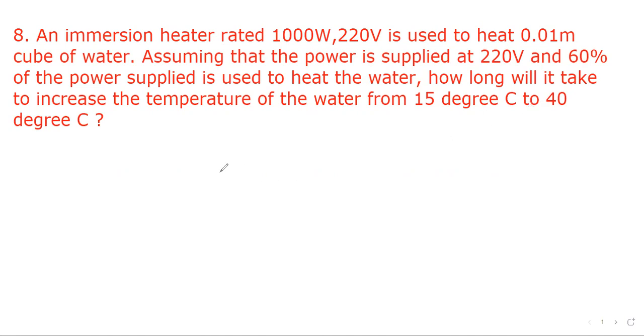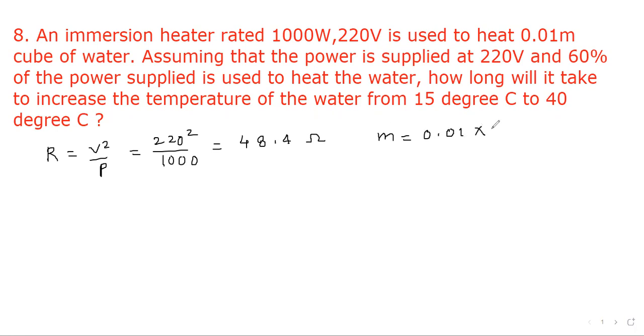So here we have to find out the resistance first. So R equal to V square upon P. So V is 220 square divided by P is 1000. So this will give 48.4 ohm. Now, mass of water is volume into density, 0.01 into 1000. So this will give 10 kg.